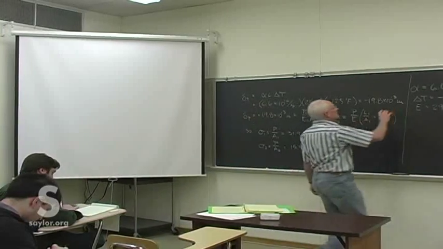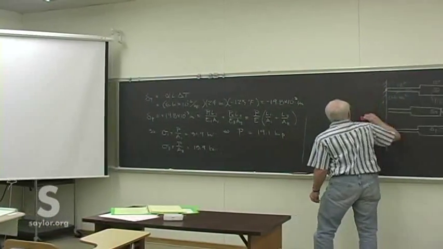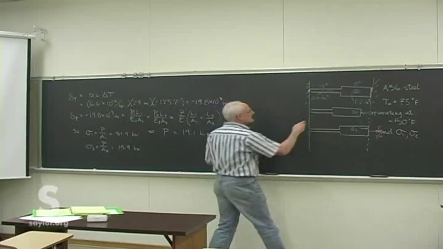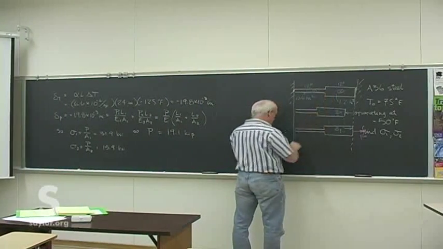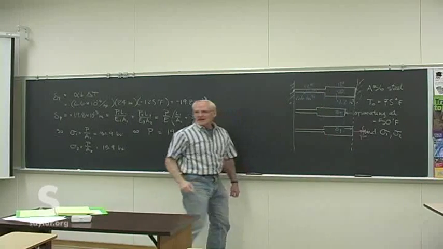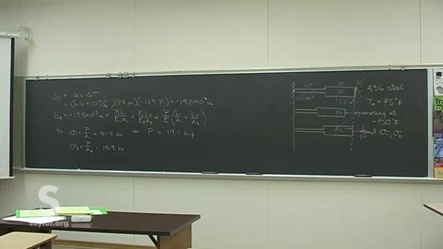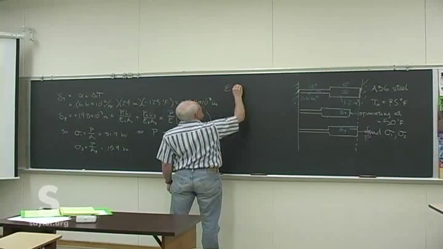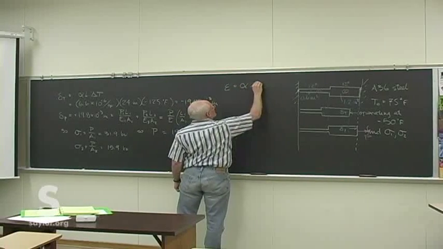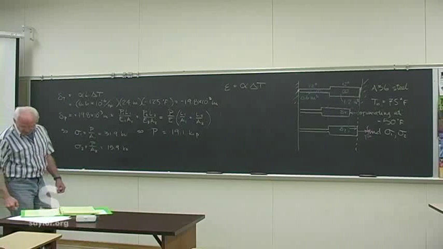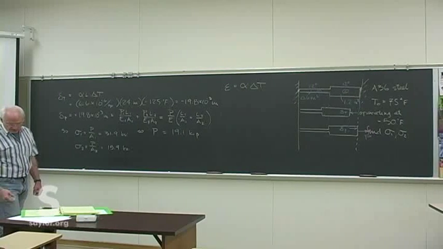All right, I think one of the interesting aspects of it is to determine what actually happens to this point where the two pieces come together. You might think that will not move, the two pieces will move on either side of it, but we can figure out which by determining what the strain is. Remember, that's just found from alpha delta T. That will give us the strain. And so we can figure out the strain in the two pieces.